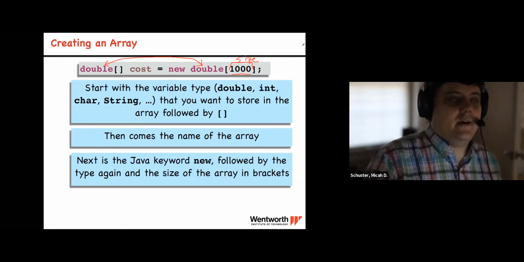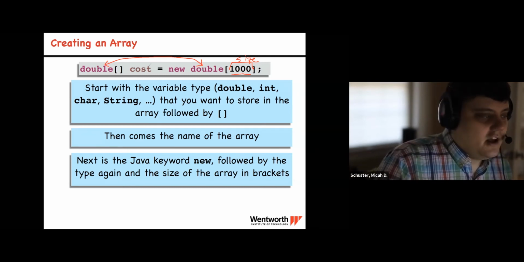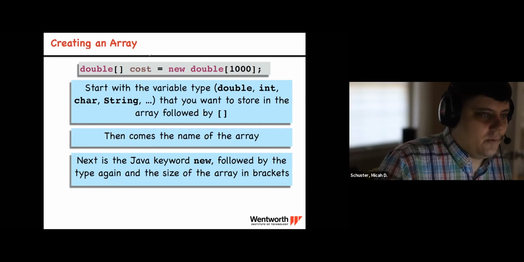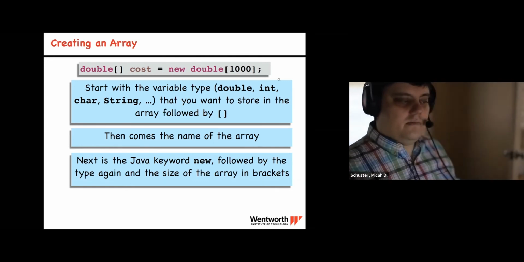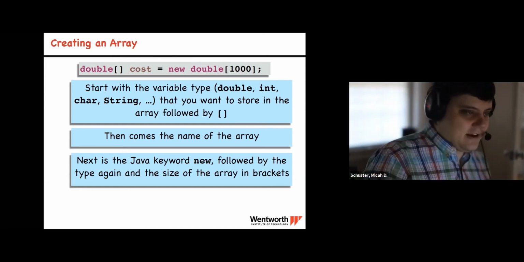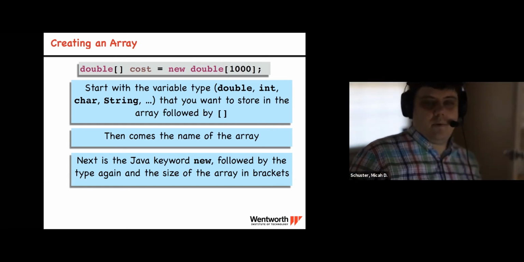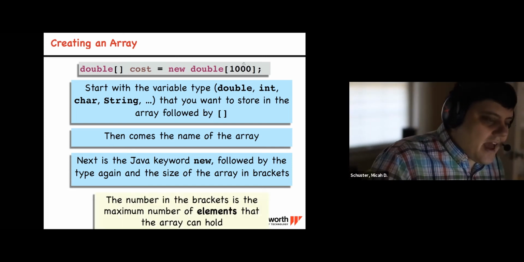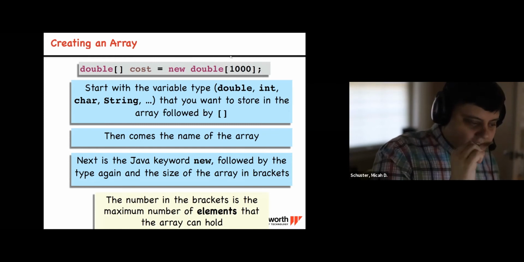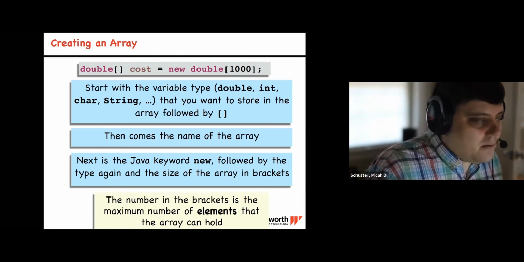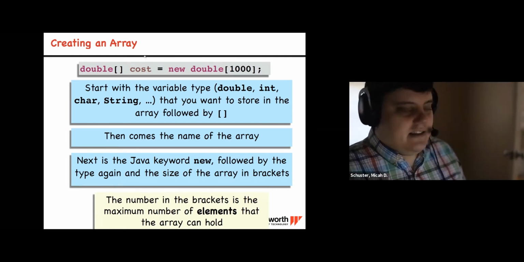In this case, it's going to be 1,000 doubles. So cost is a double array that contains 1,000 doubles. That is a way to look at this line as well. So that's your basic way: if you want to create an array of some specific type with a certain number of elements, this is the way to do it. That number in the brackets, that 1,000, is the maximum number of elements that array can hold. So I can't put more than 1,000 doubles into this array.